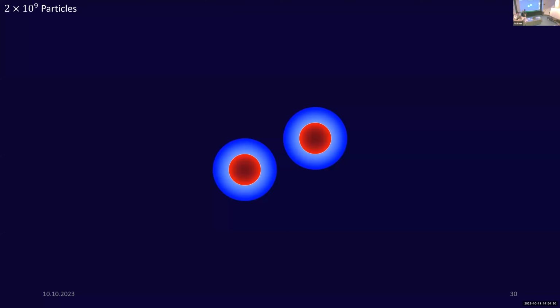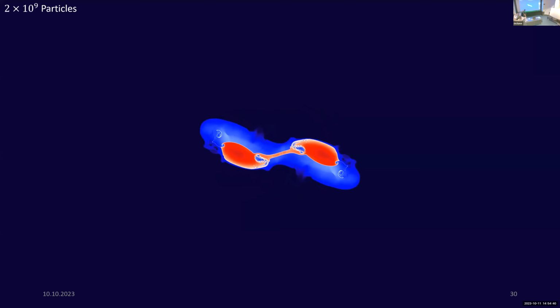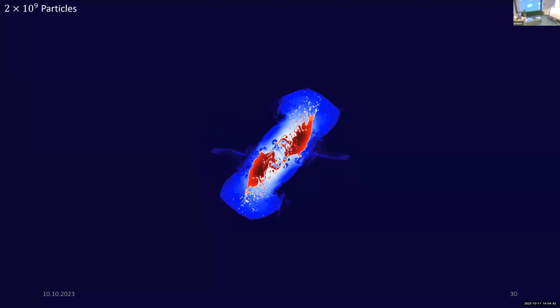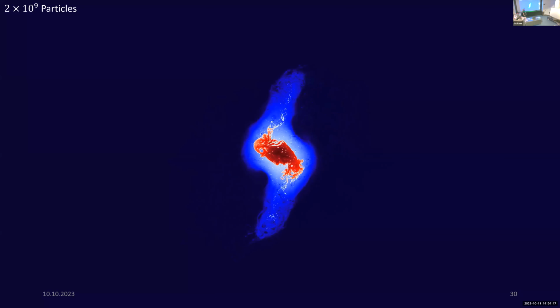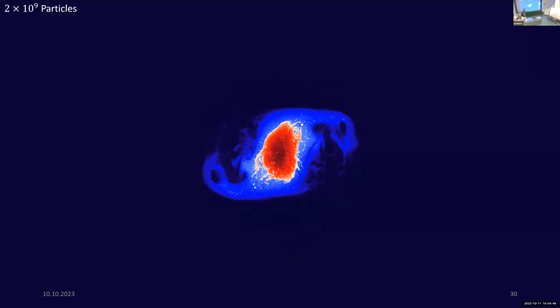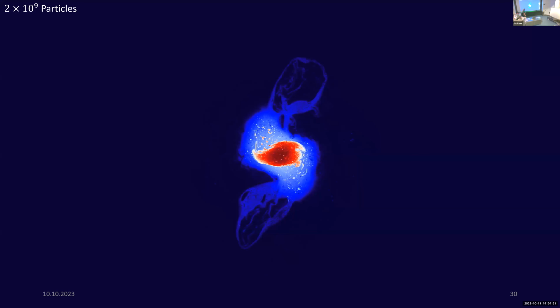And here now, sadly, is again a video that is going to play at like 0.5 frames per second or something. This is 2 billion particles. That's the highest resolution that we've done. And you see, yeah, we lose the symmetry. The arms are there, but they don't look symmetric anymore.